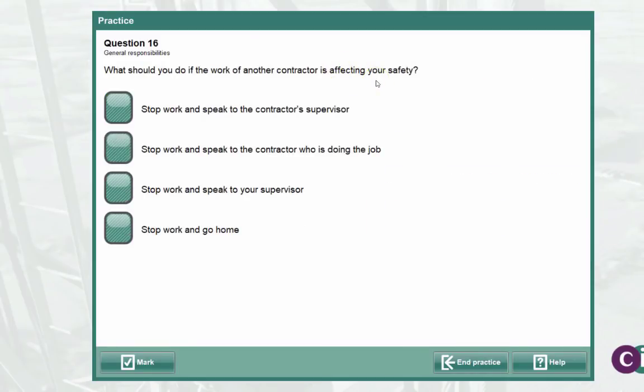What should you do if the work of another contractor is affecting your safety? Stop work and speak to the contractor's supervisor. Stop work and speak to the contractor who is doing the job. Stop work and speak to your supervisor. Stop work and go home.